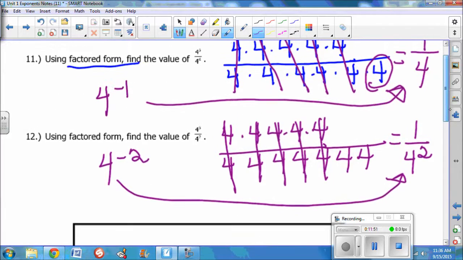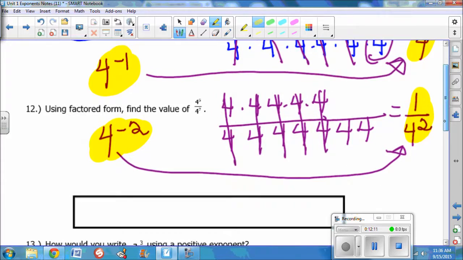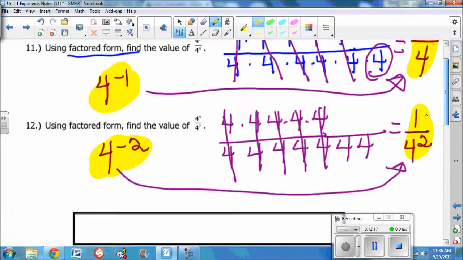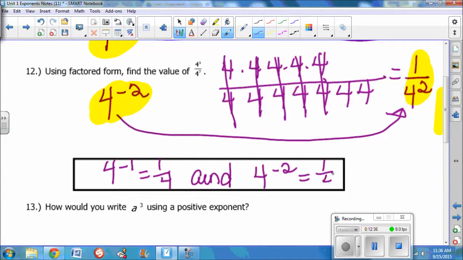Okay, so now let's compare. So back here we said 4 to the -1 is the same as 1/4. 4 to the -2 is the same as 1/4 squared. See any patterns? Let's see. Okay. So let's sort of summarize. We'll put a little summary in that box there. Okay. So 4 to the -1 is equal to 1/4. And we also came up with 4 to the -2 is equal to 1/4 squared.